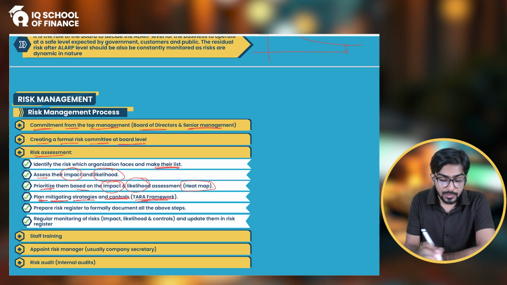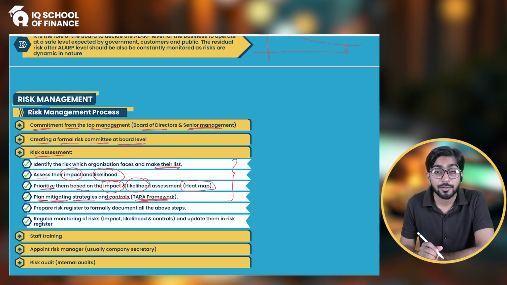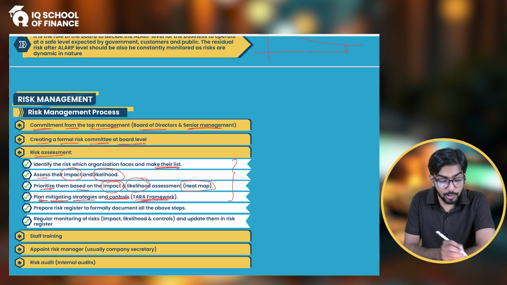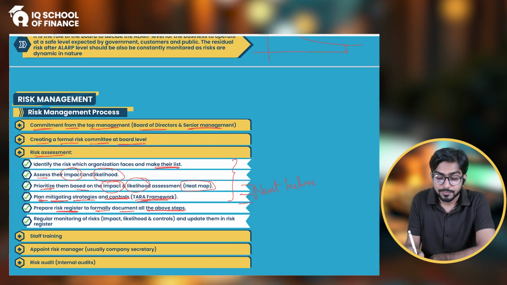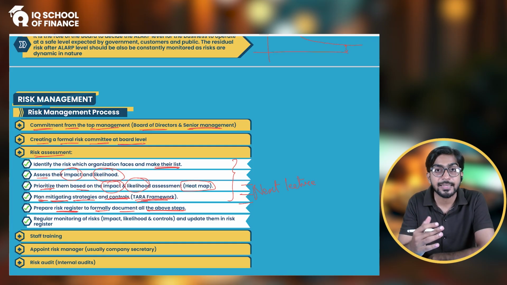And then when you are doing all these things, obviously you are in a corporate, you are working in a company, there is nothing which is not documented, so you have to prepare a risk register to formally document all the above steps. Now you're going to make a risk register. Again, all these things we are going to cover in the next lecture. I will tell you in detail what the contents of the risk register are and how you make a risk register, right?